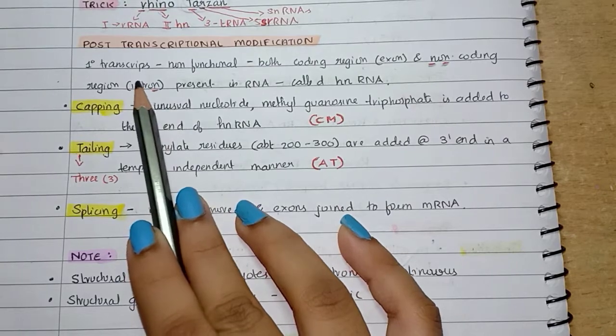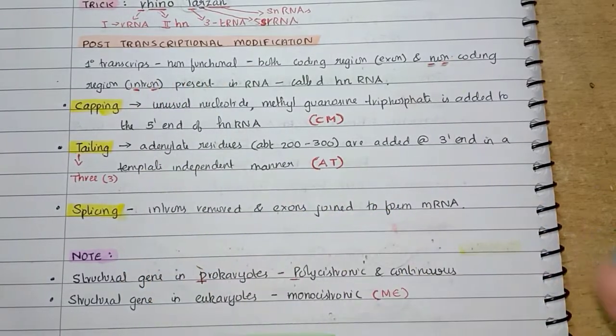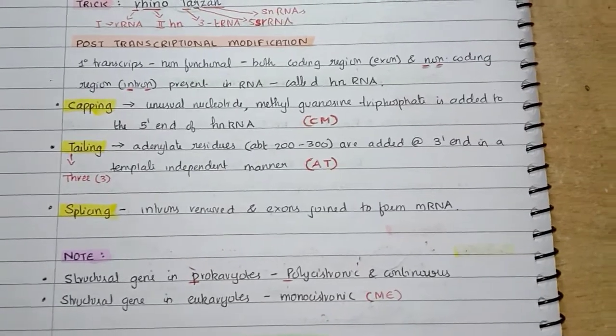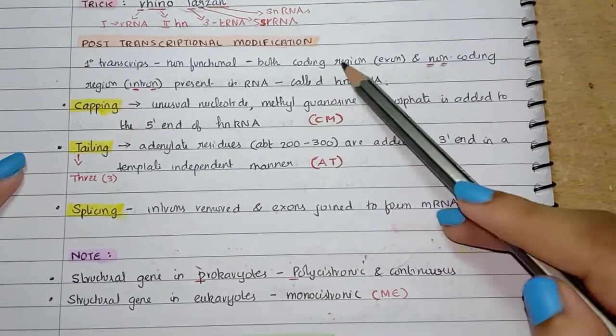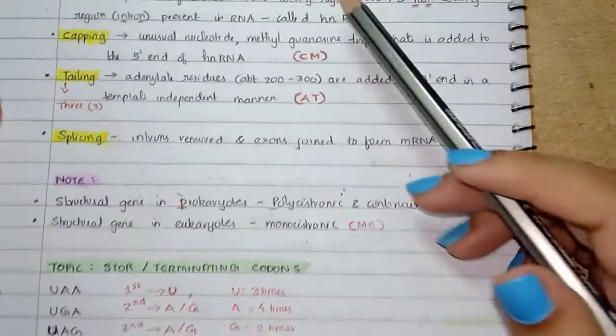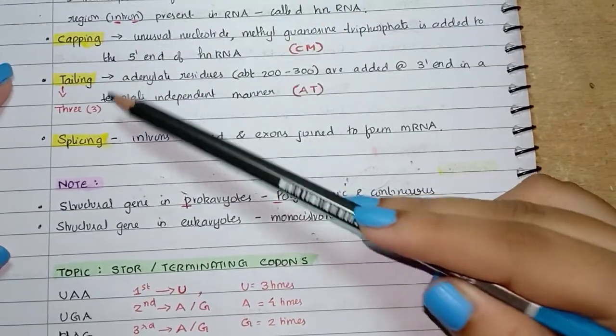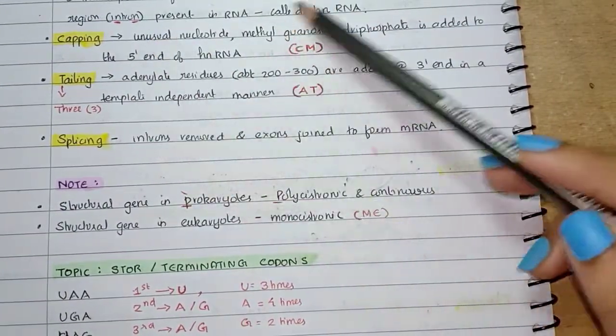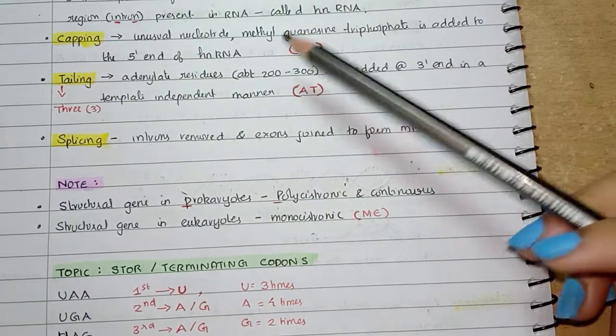N-I-N-T-R-O-N. So intron is non-coding, and exon is coding region. Now the next one is capping, tailing and splicing. All three of these happen in this HnRNA to make it an mRNA.